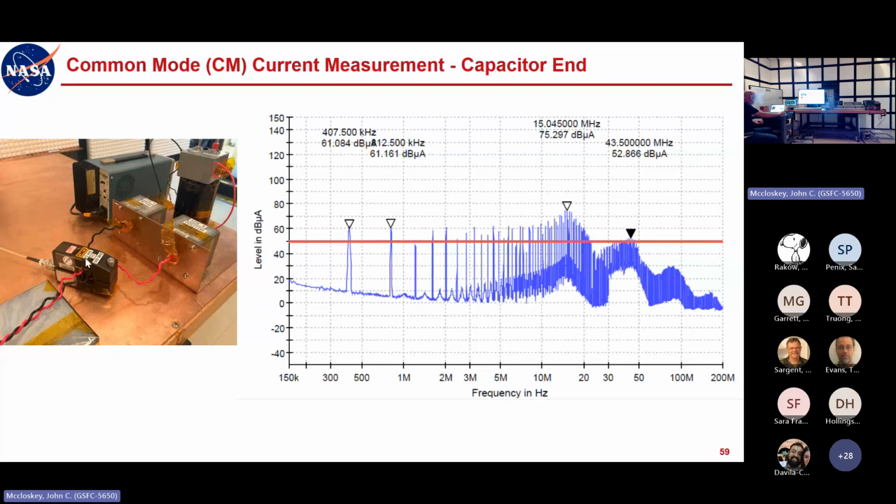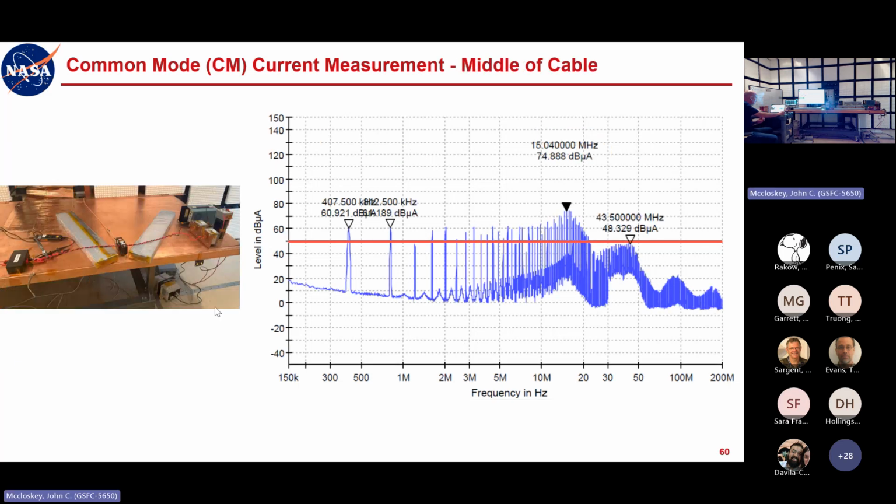So the first measurement we're taking here is with the current probe right at the capacitor network, or as close as we can reasonably get it. So we have this profile here, and we'll make some comparisons as we go along. Then I move the current probe to the middle of the cable.